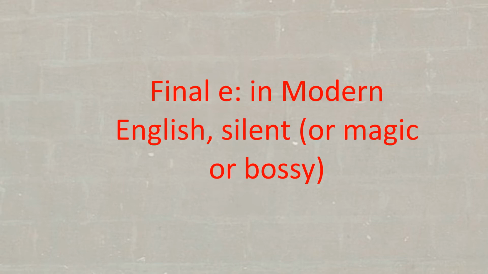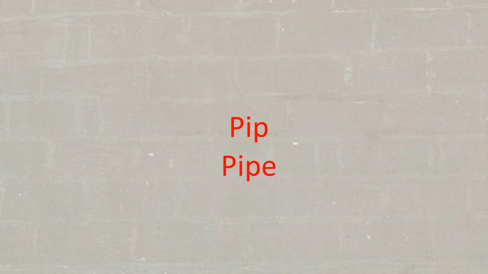First, final E. If you can remember back to your Key Stage 2 phonics lessons, you will remember silent E or magic E or bossy E. It was called so because it had an effect on the sound of the vowel before it, even though it was not itself pronounced. So we say pip and pipe. The same goes for cap and cape.